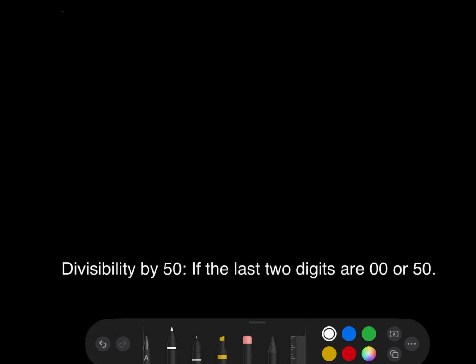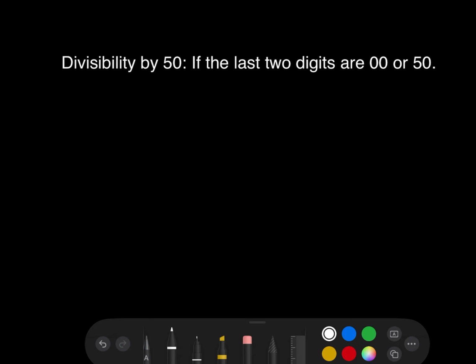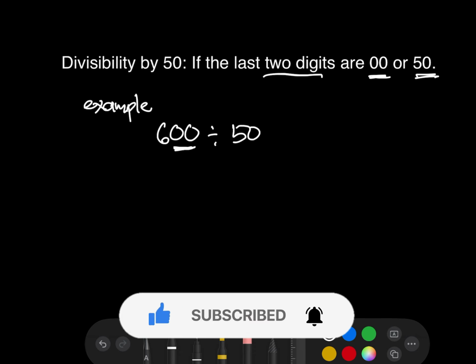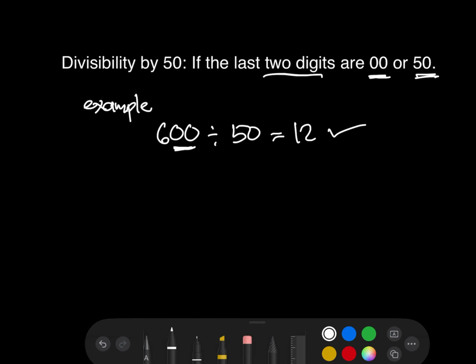Now, let's proceed with a number that is divisible by 50. How do we know if a particular number is divisible by 50? The last two digits end with 00 or 50. So let's have an example. Let's say 600. The last two digits are 00. Therefore, it is divisible by 50, and the answer is 12. That is correct. No remainder.